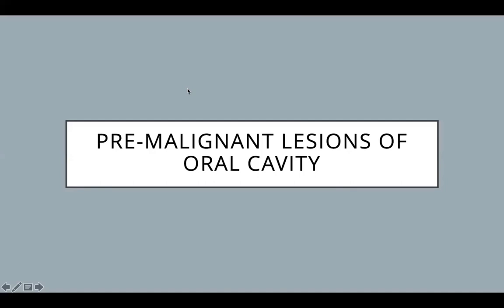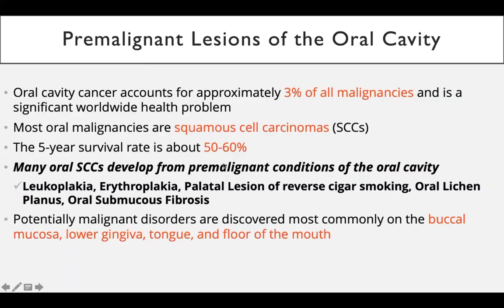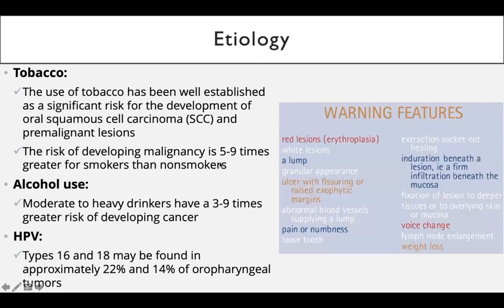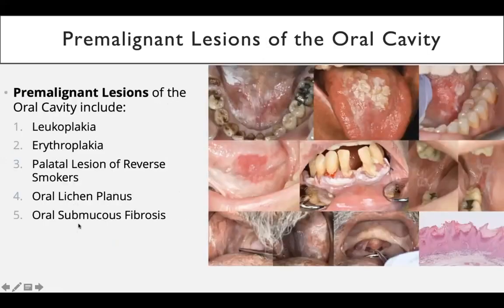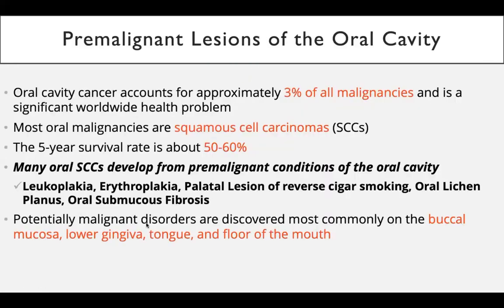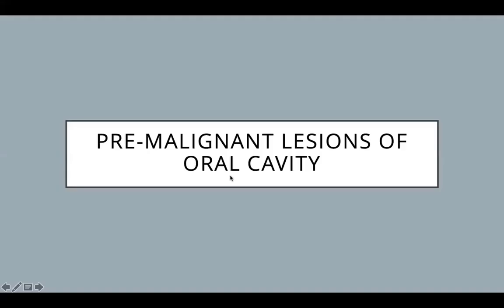Now we go to the next part of our lecture, that is pre-malignant lesions of the oral cavity. In this, we will study five lesions. Pre-malignant lesions of the oral cavity include leukoplakia, erythroplakia, palatal lesion of reverse smokers, oral lichen planus, and oral submucous fibrosis. So five we will study here. Okay, so let's see what they are.